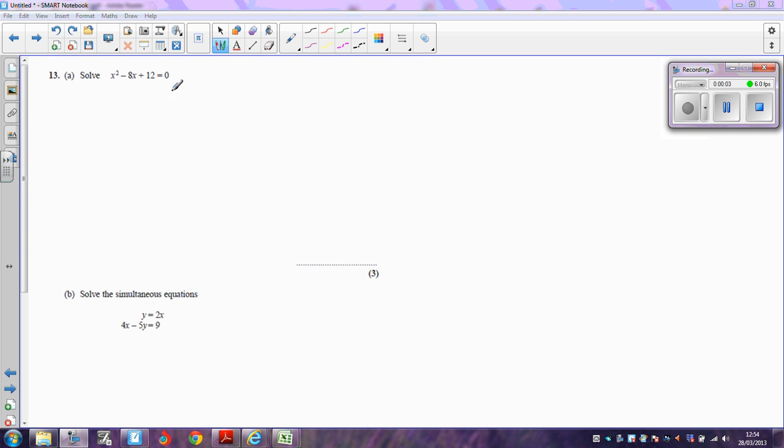Here's a quadratic equation, and we know it's going to factorise because we're told to solve it, but we're not told to give the answer to 3 significant figures or 2 decimal places, so we know that it factorises. So we're going to factorise it to 2 brackets.